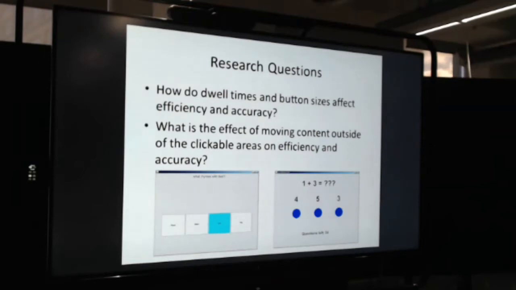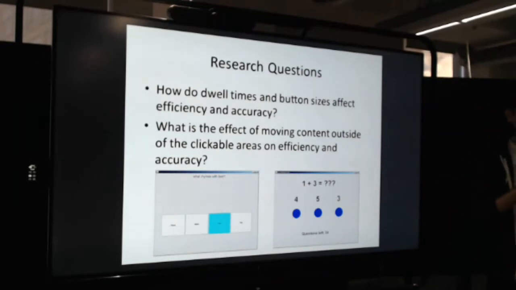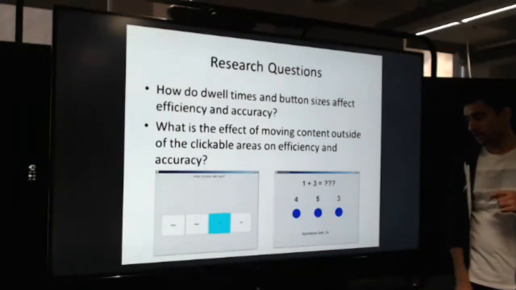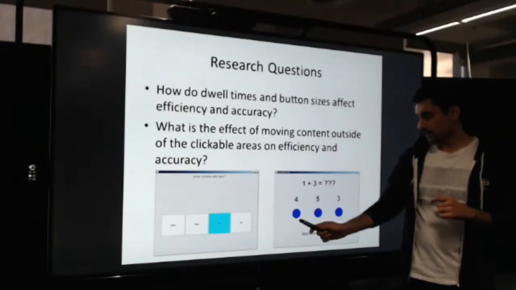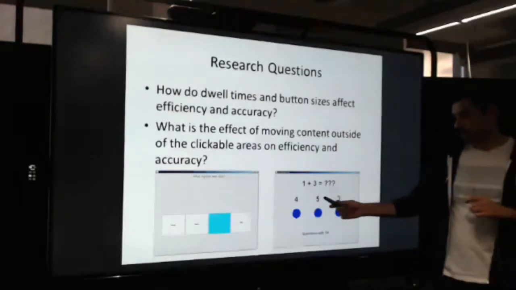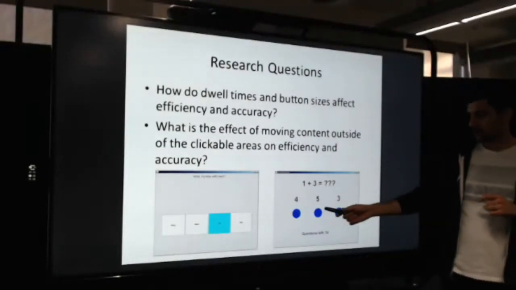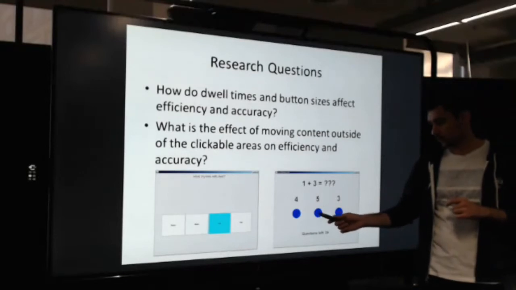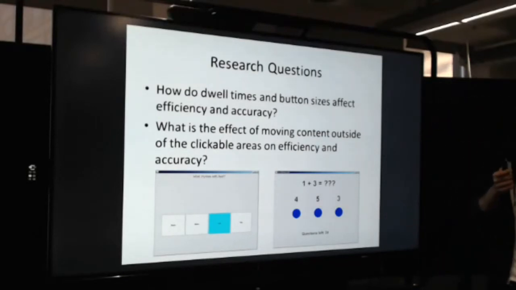And the second question we wanted to look at was the effect of moving the content of any clickable area outside of the area itself. So if you just look at the two screens here, the words are inside the clickable areas on the left, but on the right, we've got the content outside of the clickable areas. So the users would look at these blue circles to indicate which choice they would work on.